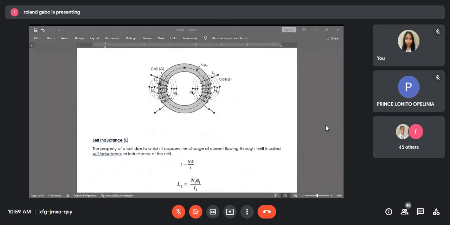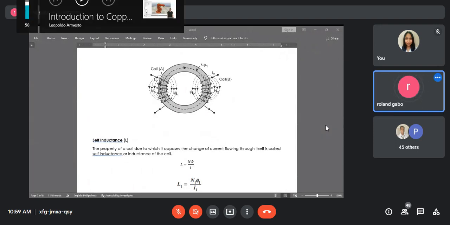Hey, good morning. Today I'm going to show you the inductances of certain magnetic circuits.